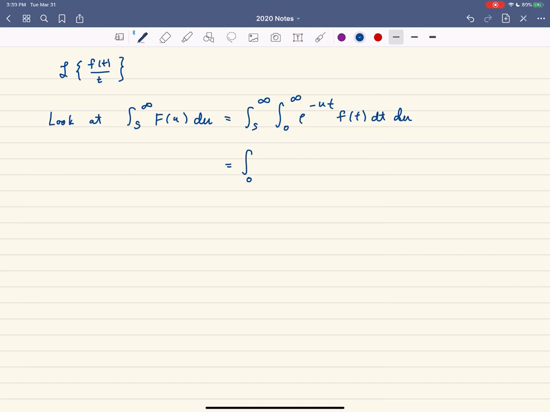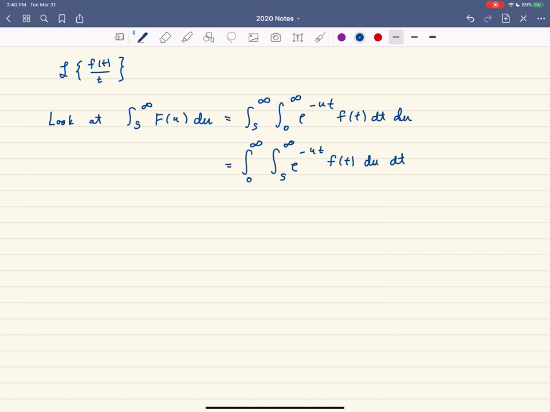Everything is totally fine. So we're going to integrate now from 0 to infinity first on the left, and then from s to infinity. And then our integrand is going to stay the same, e to the negative ut, f of t, except we just switched our du and dt, so I better write du dt. Okay, that is what we get if we switch the bounds of our integral.